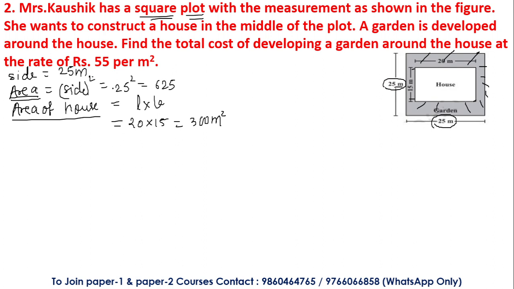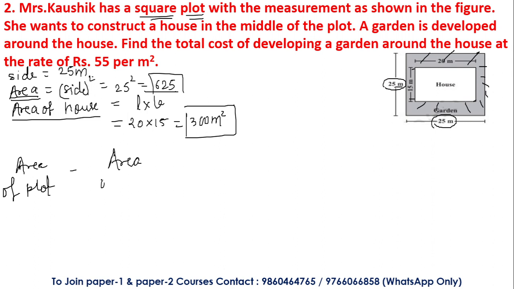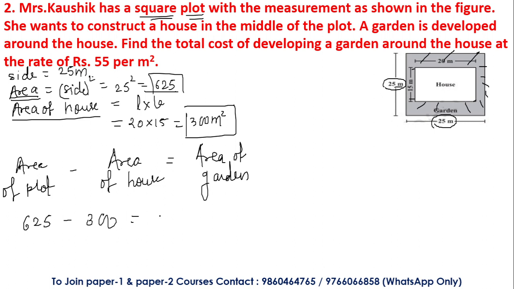Now I got the area of the plot, I got the area of the house, so I can find out the area of the garden. Area of the plot minus area of house will give me the area of the garden. The area of the plot is 625 and the area of the house is 300 meters square. After subtracting, I'll get 325 meters square. This is the area of the garden.